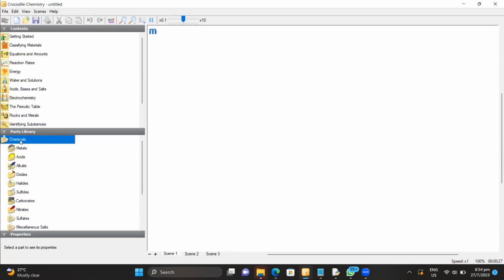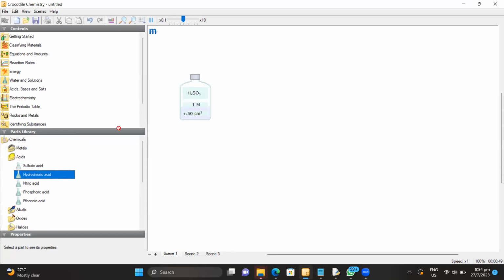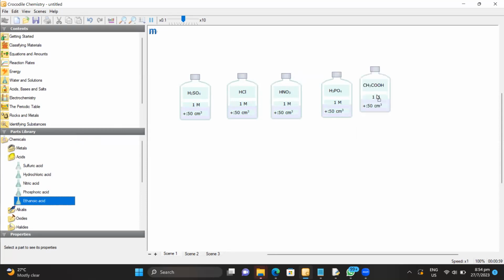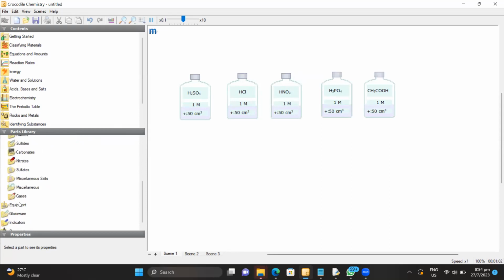Okay, then let's use some acids. I'm going to use sulfuric, hydrochloric, nitric, phosphoric, ethanoic. Then I will take some beakers. Oh, sorry, I will take some beakers from the glassware section.